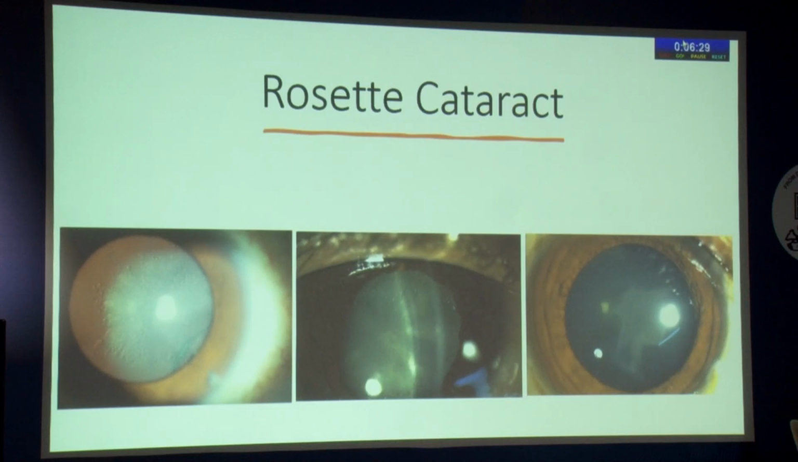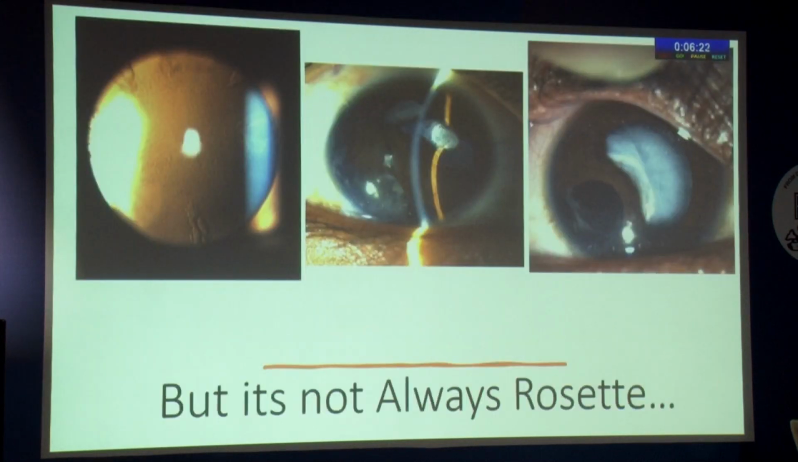These are not always visually significant. Like in this case, if the visual acuity is good, we can always wait for the surgery. But it's not always rosette. We can have other presentations. Like in the first one, there was a closed globe injury. The patient presented with hyphema, and after hyphema drainage, we can see there is a partially absorbed cataract and iridodialysis.